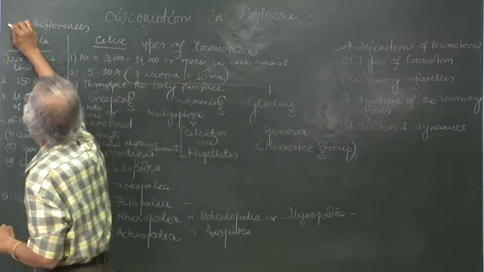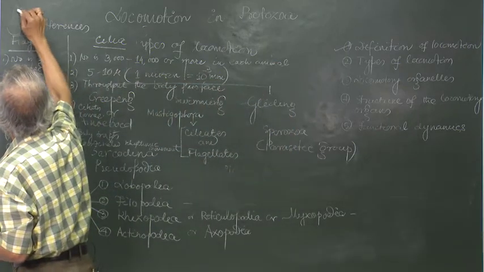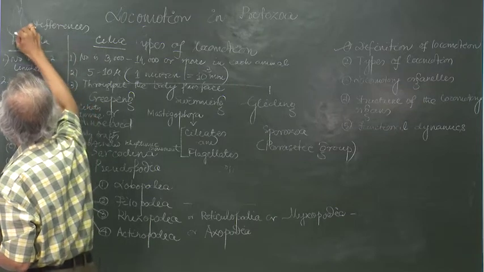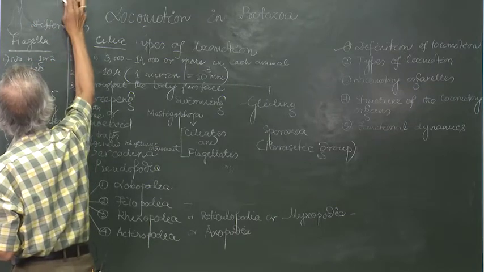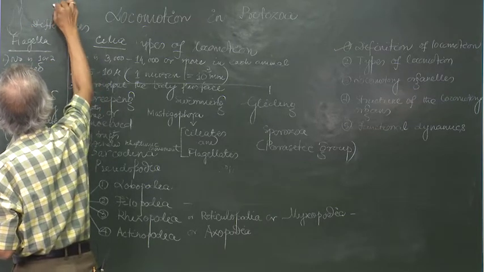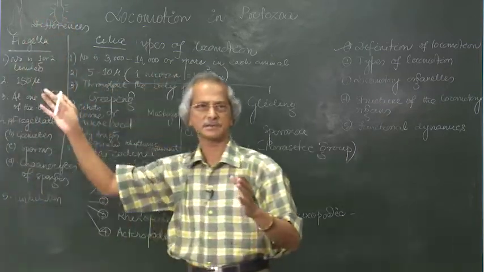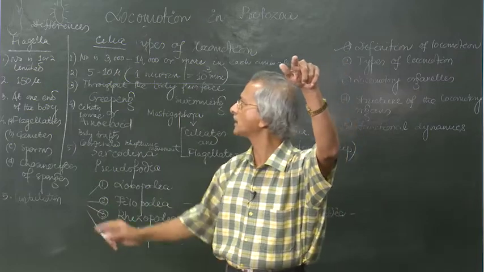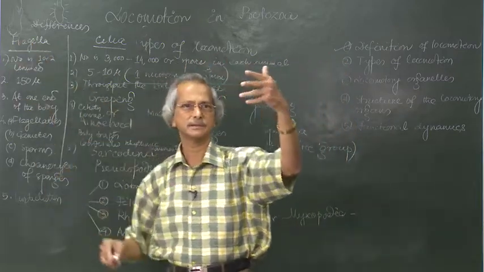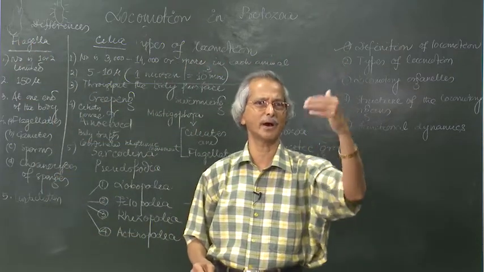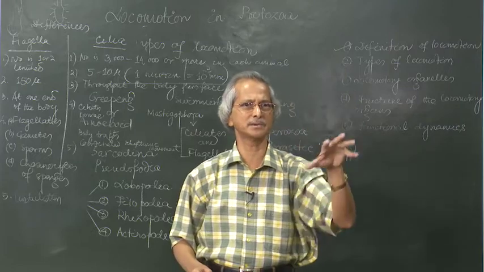Like if you find this particular structure, you find it in one part of the body, whereas if you find cilia, these are found in the entire body. This is the difference. Flagellum is found in the terminal part of the body, in one end of the body, whereas cilia are distributed throughout the body.